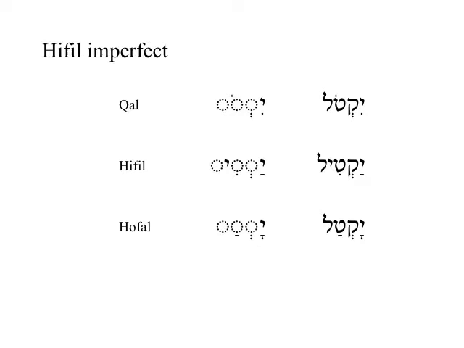The primary difference between the Hifil imperfect and the Kal imperfect is the patach under the prefix pronoun. Now there's of course a secondary indicator with the Hirik Yod, but this is an unreliable indicator, so I'd encourage you not to worry about the Hirik Yod so much, because it'll only be there sometimes, whereas very consistently there'll be a patach under the prefix pronoun.